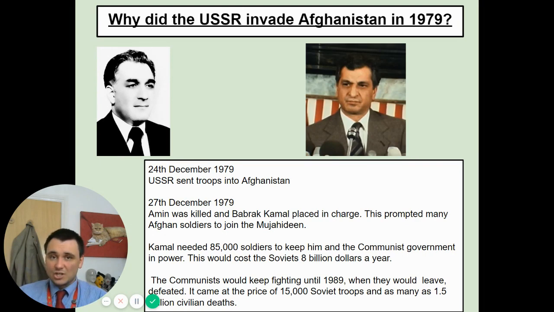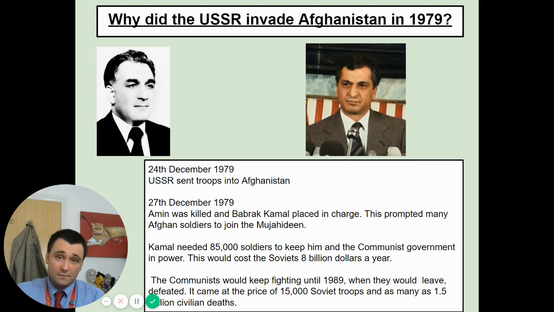And this change prompted many Afghan soldiers to join the Mujahideen. They felt that the Soviet Union were now changing things too much, and so the Mujahideen numbers grew. Opposition to the Soviet Union grew. And Kemal realised he would need roughly 85,000 soldiers to keep him and the communist government in power. Now that meant he relied on the Soviet Union. There was no way he could have that many people himself. And that meant now that Russia was stuck fighting in Afghanistan.